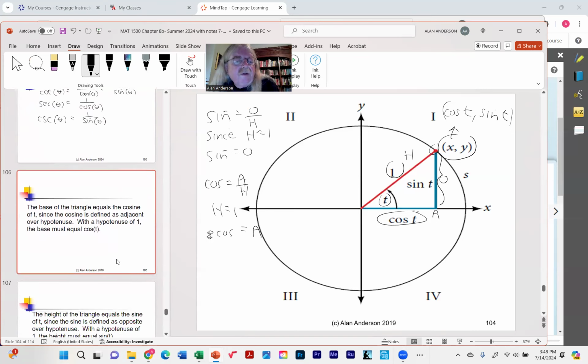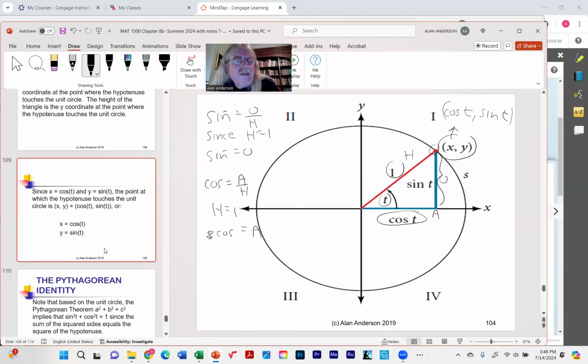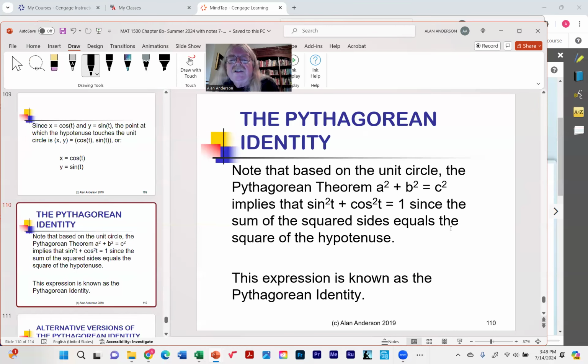Anyway, but then you also remember your old friend, the Pythagorean theorem. And that just means a squared plus b squared equals c squared, which implies that sine squared t plus cosine squared t equals 1, since the sum of the squared sides equals the square of the hypotenuse. And we know that the hypotenuse is equal to 1. That is known as the Pythagorean identity.